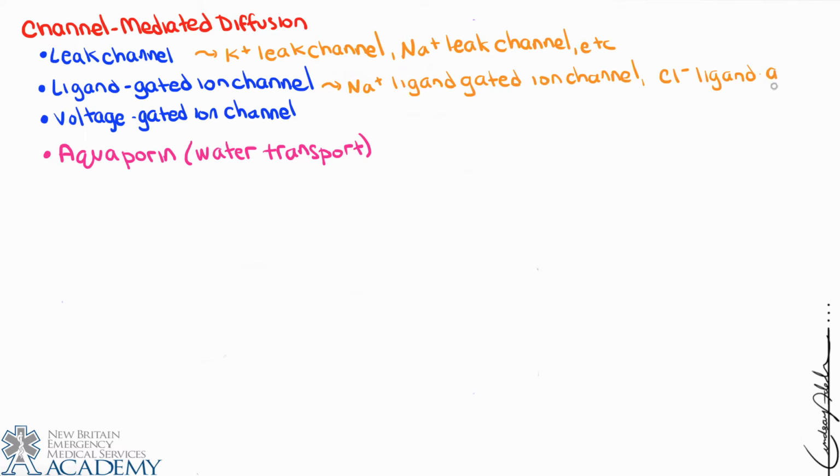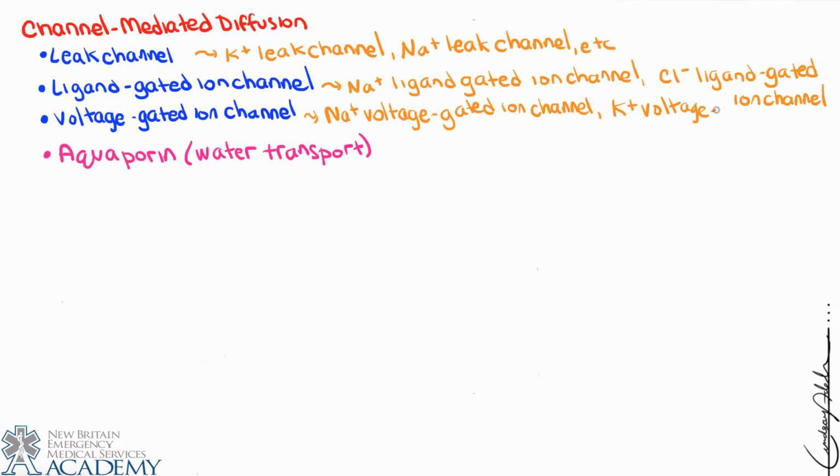Ligand-gated ion channels are similar. We could have a sodium ligand-gated ion channel. We could have a chloride ligand-gated ion channel, and those aren't the only ones, but those are the examples we'll cite for right now. And then similarly, voltage-gated ion channels are also specific: sodium voltage-gated ion channel, potassium voltage-gated ion channel, calcium voltage-gated ion channel, and so on.